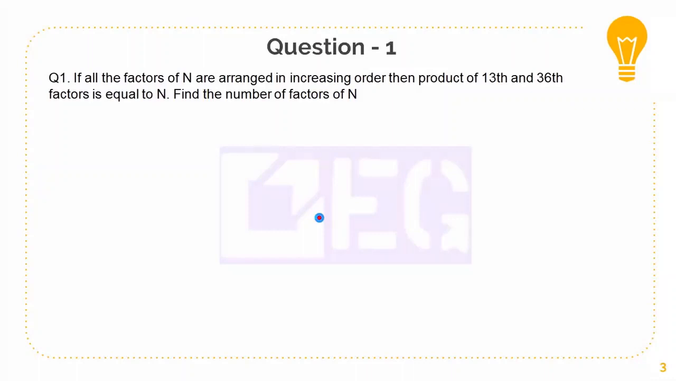So question number 1 is, if all the factors of n are arranged in increasing order, then the product of the 13th and 16th factors is equal to n. Find the number of factors of n.